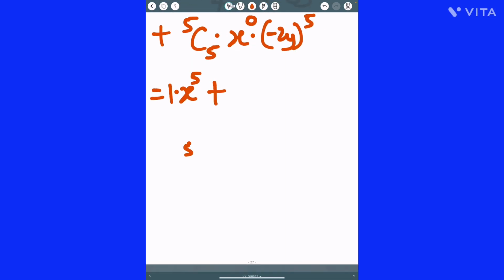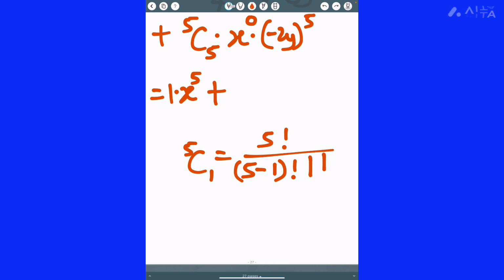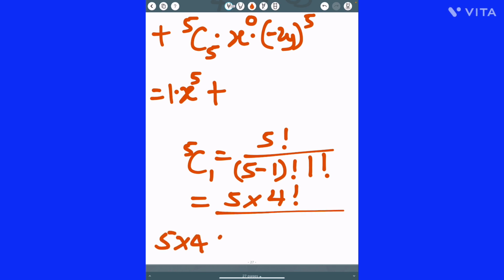The coefficient in my second term is 5 combination 1. 5 combination 1 is 5 factorial over (5 − 1) factorial times 1 factorial. So I'm going to be fast now because you're familiar with it. 5 factorial is the same thing as 5 times 4 times 3 times 2 times 1. But instead of writing all of this, I can just represent the remaining side with 4 factorial. So I can write 5 factorial as 5 times 4 factorial.